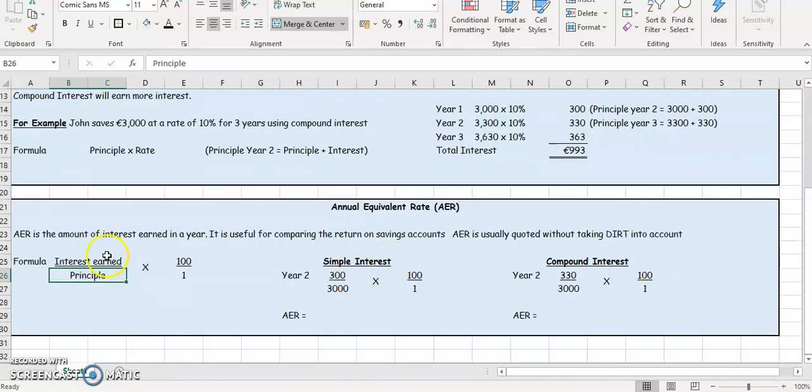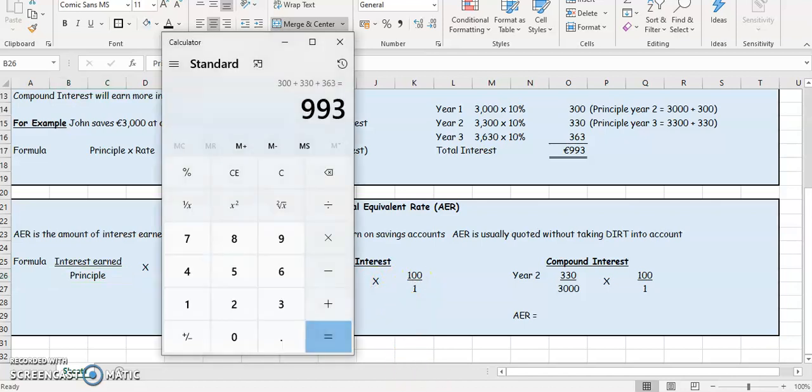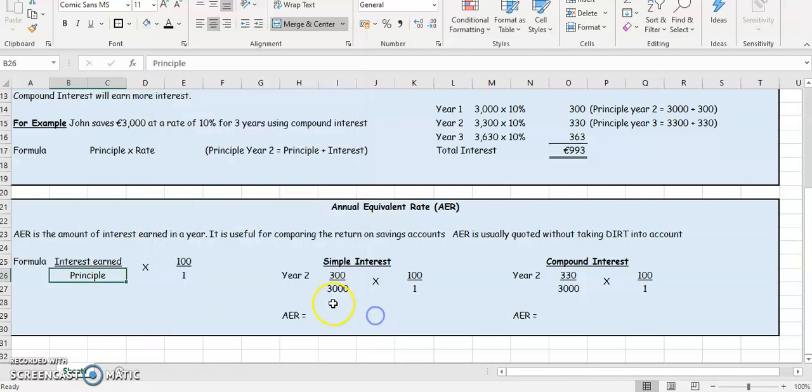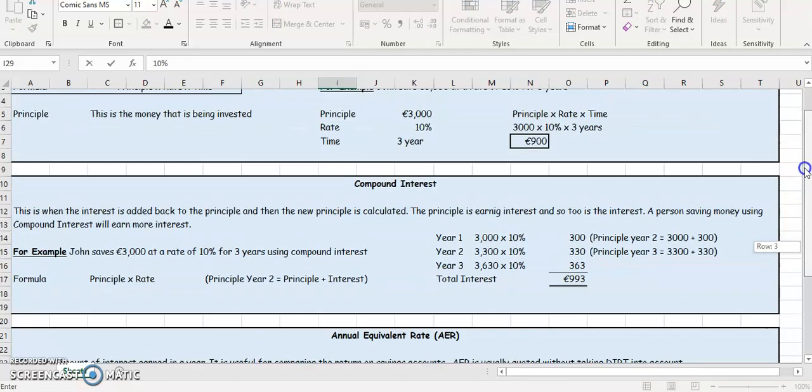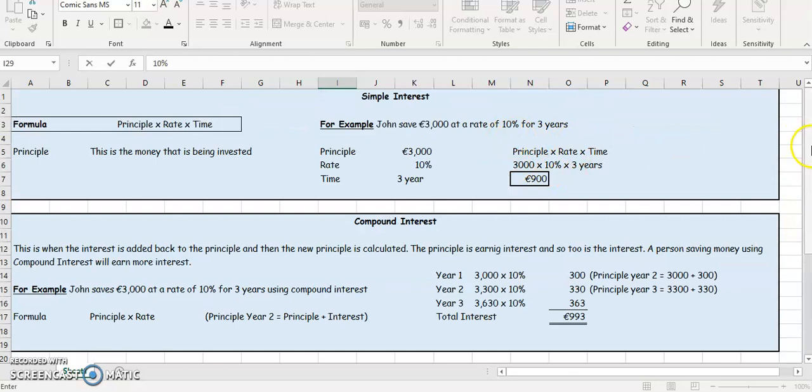So your formula is your interest earned, which is 300, divided by your principal, which is 3,000, multiplied by 100 over 1. So we put that into our calculator, 300 divided by 3,000, multiplied by 100 to get your percentage. It's going to give us 10, and that 10 represents 10%, and we know that already. Okay, it's because it tells us in the question that the rate of interest is going to be 10%.